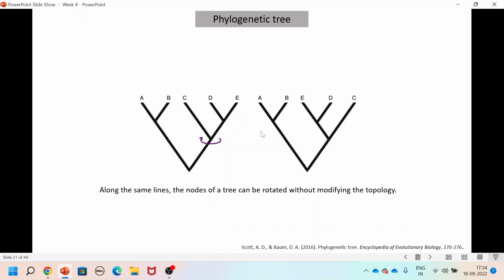The identical list of clades is also obtained in the right hand side figure, in which we are getting three clades: AB, ED and CDE. Since the list of the clades is identical, the information remains the same. Therefore, we can rotate the nodes of a tree without modifying the topology. But we should not modify the topology, because if we modify the topology and rotate the nodes of the tree, then the information might change, as it may lead to some other clade formation.